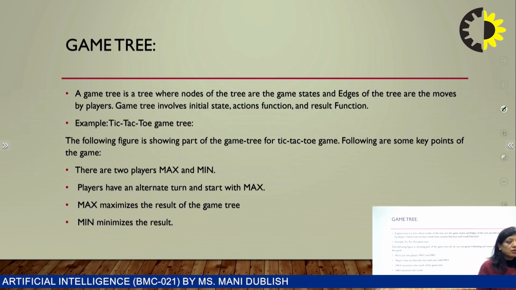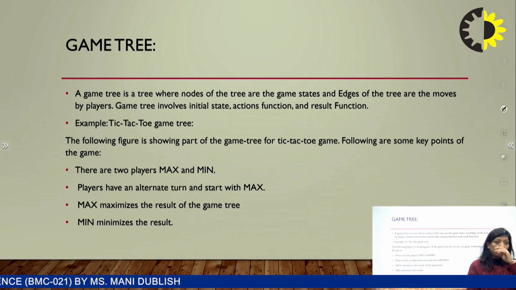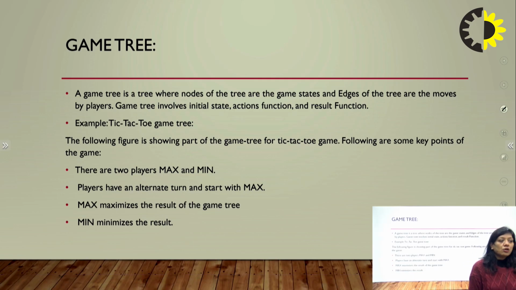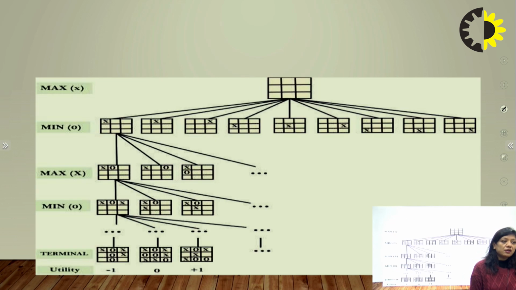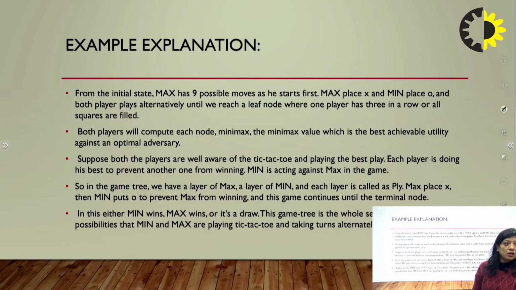Second one is the game tree. A game tree is a tree where nodes of the tree are the game states and edges of the tree are the moves by the players. So a game tree involves initial state, action function, result function, like the tic-tac-toe game tree. Some key points of the game: there would be two players, MAX and MIN. Players take alternate turns and start with MAX, and MAX maximizes the result of the game tree, and MIN minimizes the result. So this is the figure of a tree where we have utility, terminal, MIN, MAX, and MIN, MAX.